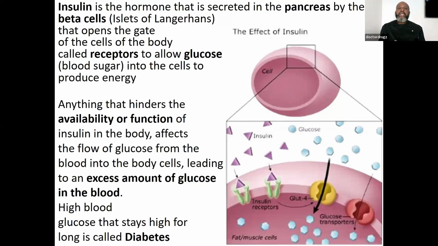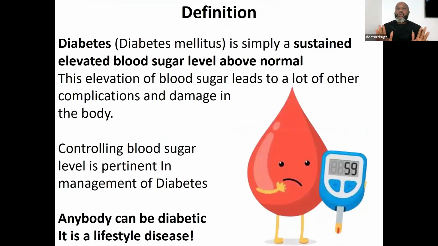That means anything that hinders insulin function or the availability of insulin affects the flow of glucose from the blood into the body cells, leading to an excess amount of glucose in the blood. And of course, high blood glucose that stays high for long is called diabetes. By definition, diabetes is simply a sustained elevation of blood sugar level above normal. This elevation of blood sugar leads to a lot of other complications and damage in the body. Controlling this blood sugar level is key in the management of diabetes.